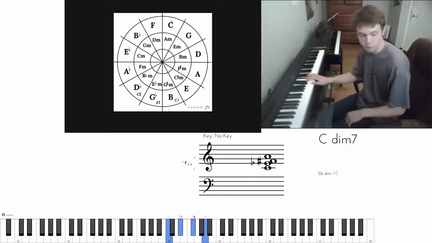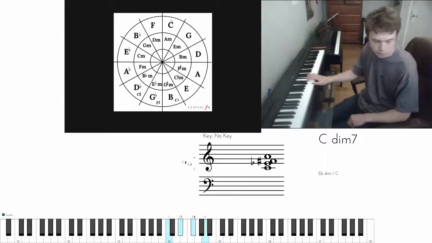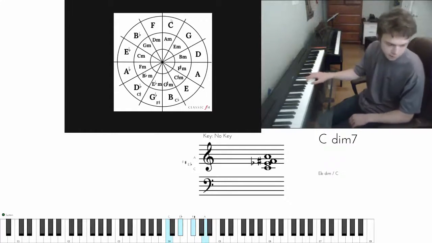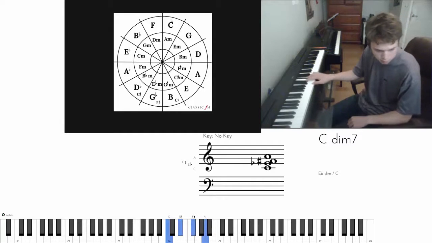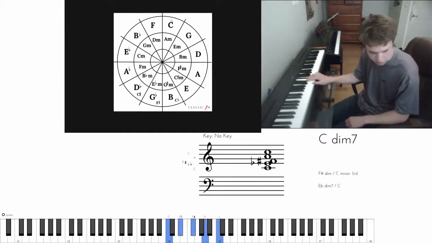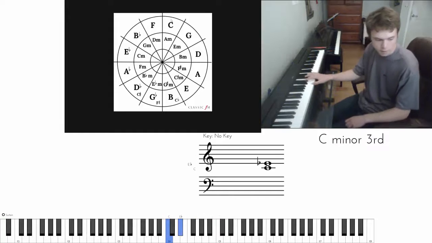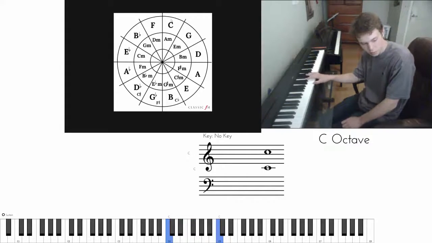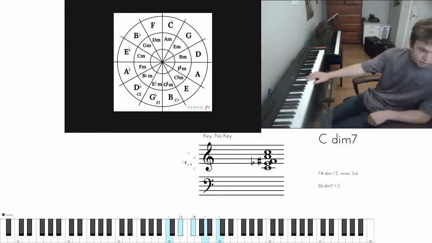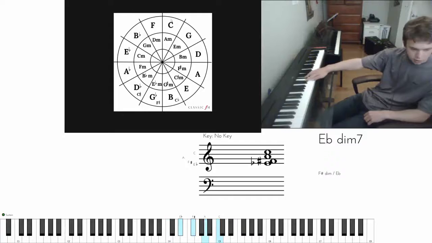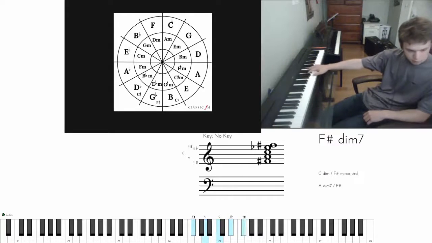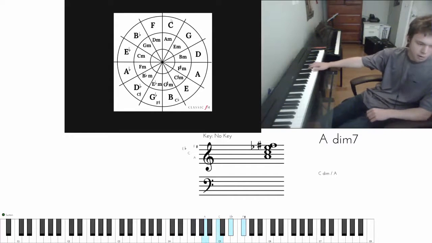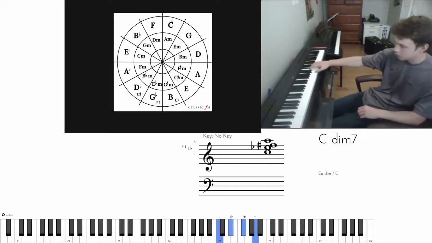But since fully diminished 7th chords are stackable, you can stack a C on top, where you get a minor third, minor third, minor third. If you add another minor third, it's another C. So that means that C fully diminished 7 has the same notes as E flat fully diminished 7, F sharp fully diminished 7, and then it goes back to C.